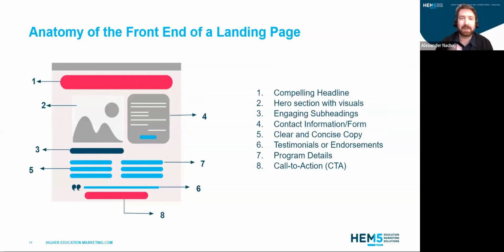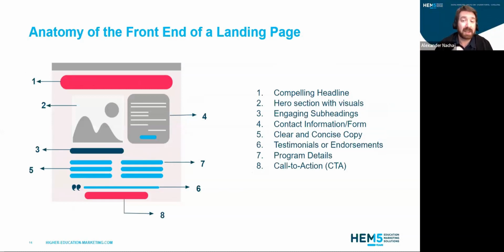And so when we talk about landing pages, there's really two sides to it. There's the front end, which is what your visitors see, the people interacting with it, your prospective students. And then there's the back end, which is a lot of the technology that really ties the pieces together and helps put these leads down further into your funnel.